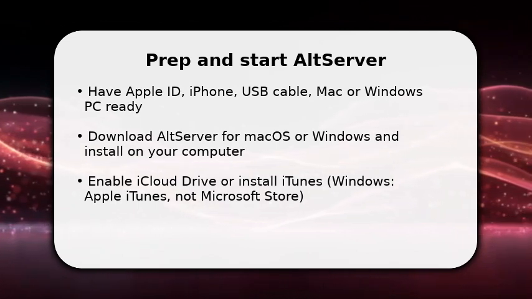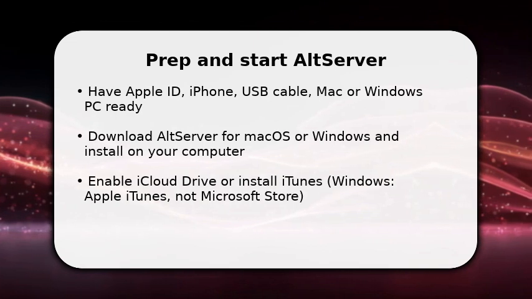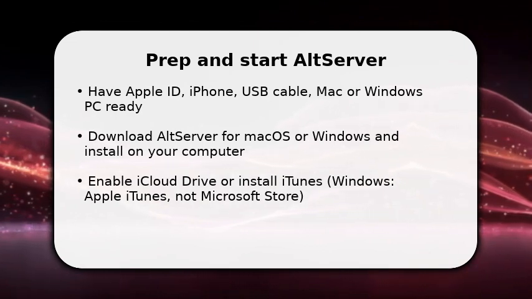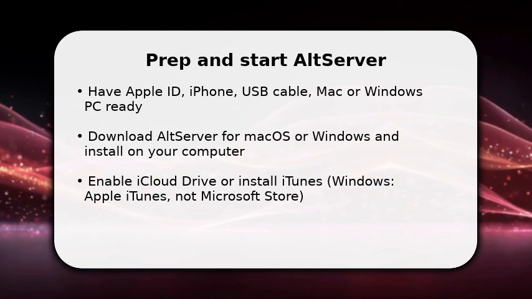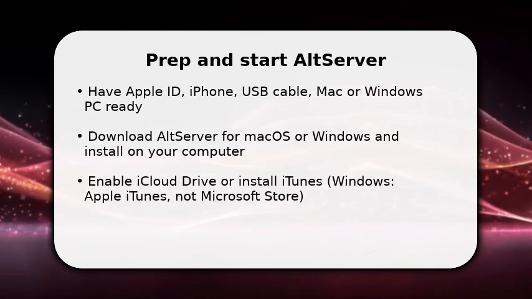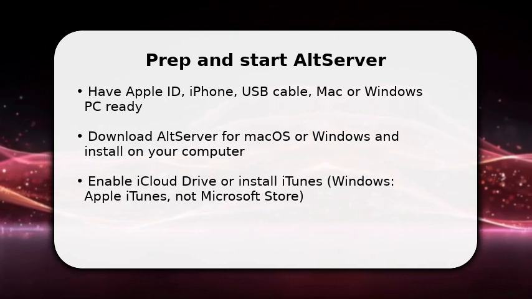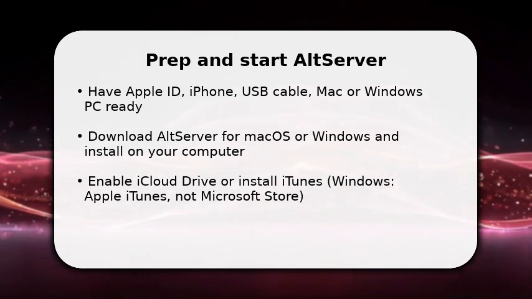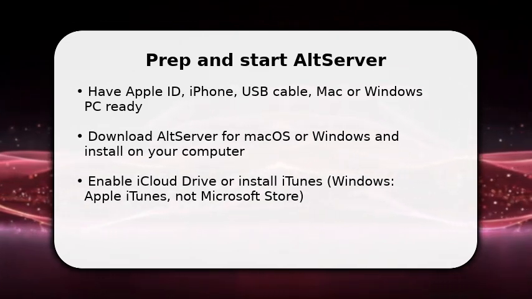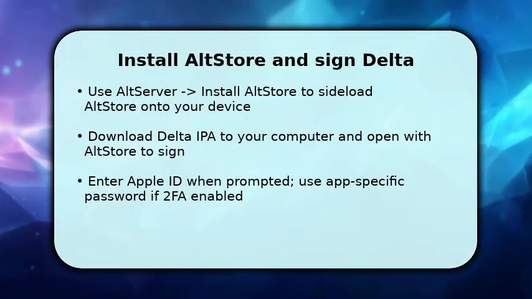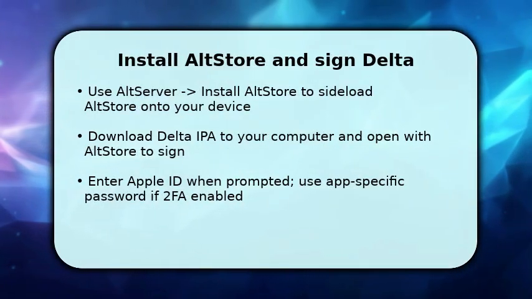On Mac OS, install Alt server and enable the Mail plugin, then restart Mail. On Windows, install iTunes and iCloud from Apple, not the Microsoft Store, and launch Alt server. Once done, sign into Alt server with your Apple ID so it can sign apps for your device, and proceed to the next phase. Next, install Alt Store onto the iPhone via Alt server.